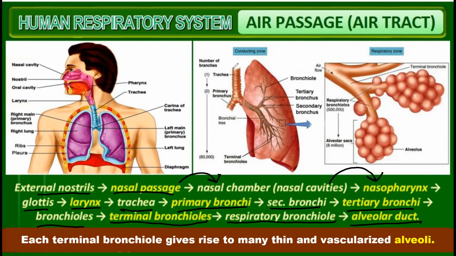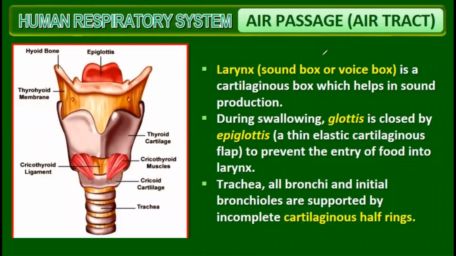So here it is. Once the air reaches the trachea, it goes to the primary bronchus. The primary bronchus divides into secondary bronchus, then tertiary bronchiole, and then it has the respiratory bronchioles, which are at the edge of the alveolar sac. Here you can see the alveolar duct. Each terminal bronchiole gives rise to many thin and vascularized alveoli. Alveoli are the structures where the exchange of gases takes place.